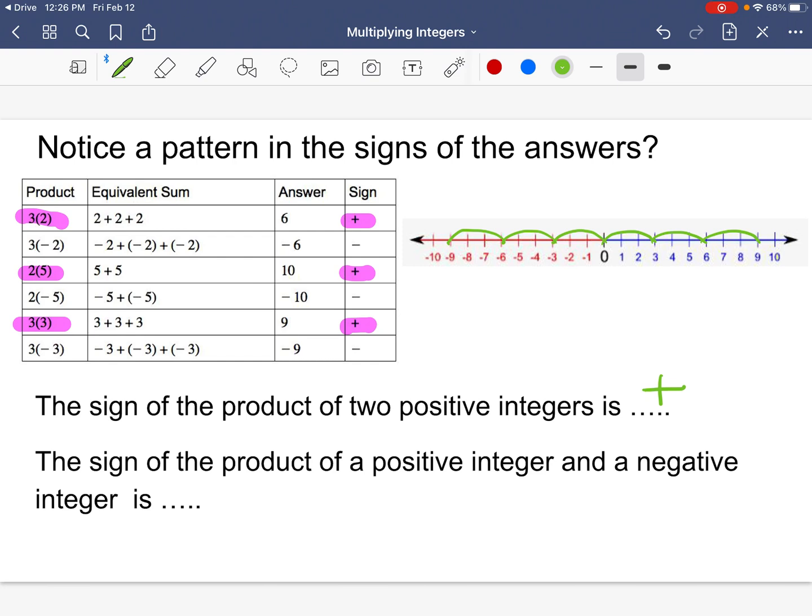And let's look at what happens when we multiply a positive number by a negative number. So here we've got a positive number by a negative number. Our sign is negative. A positive number by a negative number, sign is negative. And same here. So the sign of the product of a positive integer and a negative integer is negative.